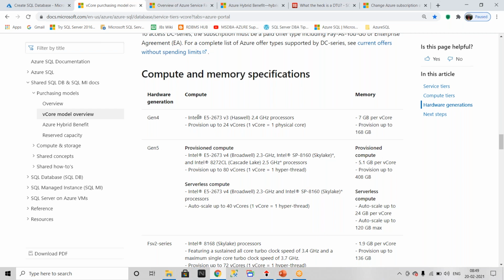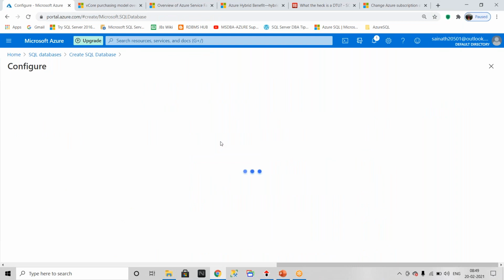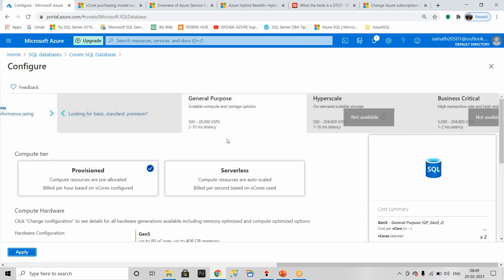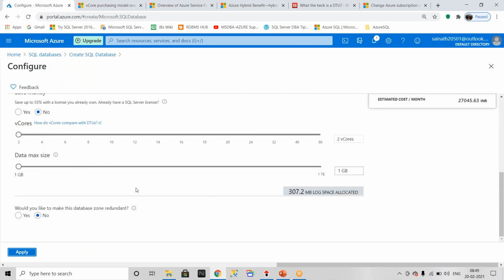Based on our vCore, Microsoft is allocating the memory. Getting my point? Anywhere you are able to select the memory here? When you go for general purpose, you are not selecting the memory anywhere, you are just selecting the core, sir. Based on your core, Microsoft is allocating the memory for you. You are not selecting memory anywhere.